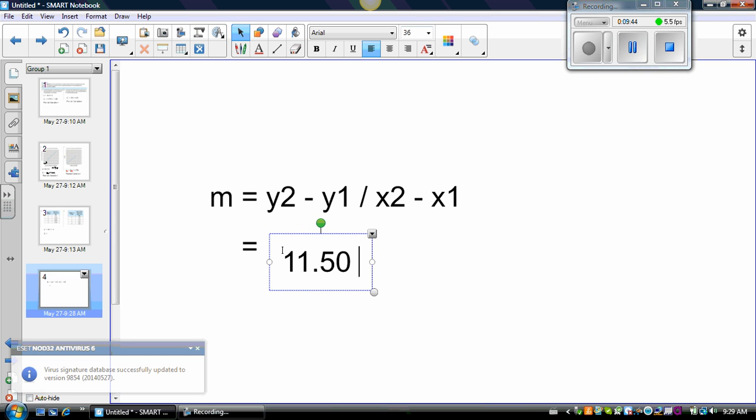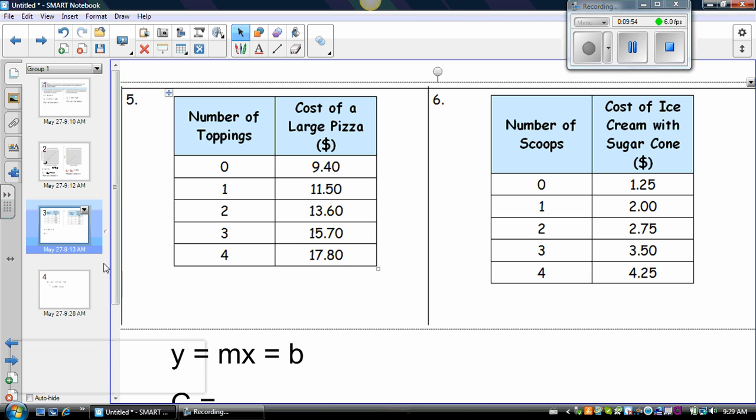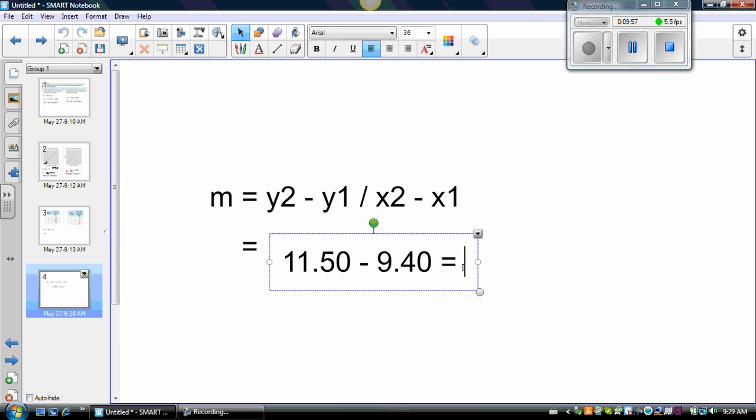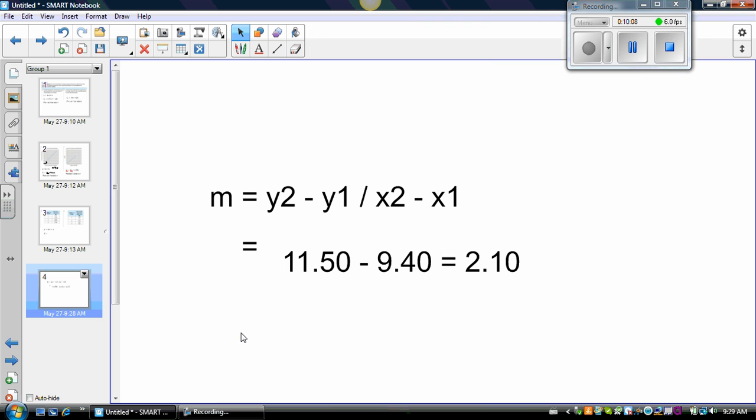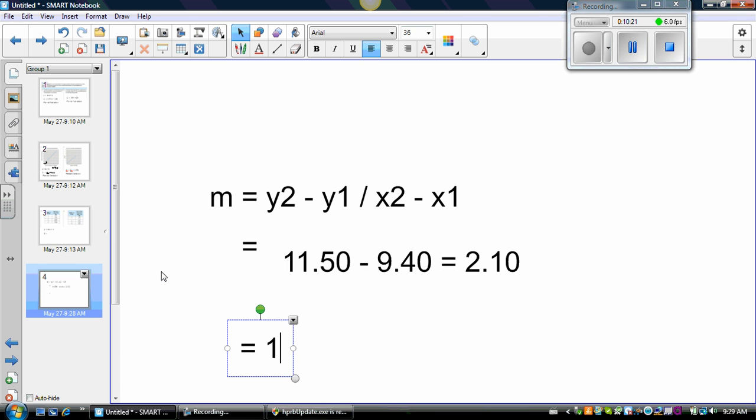So 11.50 minus 9.40 equals 2.10. And my x2 minus x1 is equal to 1 minus 0, which is equal to 1.